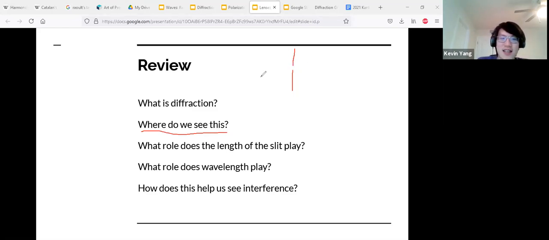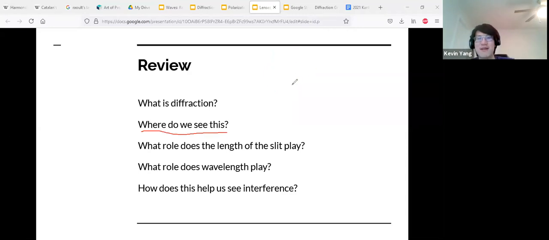So we might see diffraction with the water thing if we have a wave pool and the waves are going through a tiny slit, and we can see the waves bending around in a circular fashion outside of the slit because the waves are bending around the barrier.